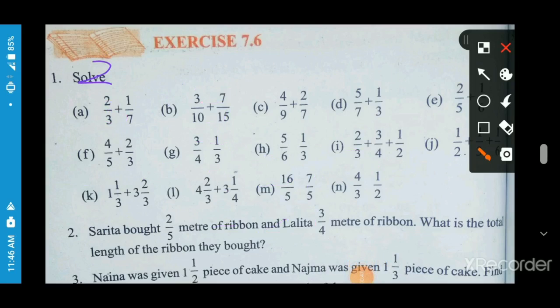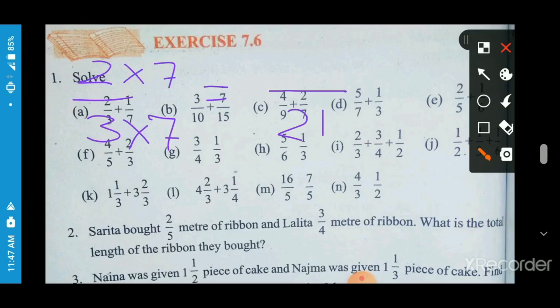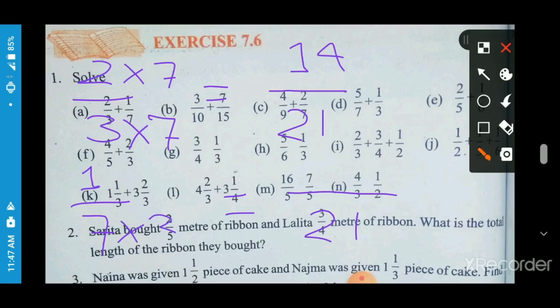Now the first fraction is 2 by 3, and in the denominator we need 21, so we multiply this 3 by 7. Similarly, we multiply the numerator by the same number 7. So 3 7s are 21 and 2 7s are 14. Our second fraction is 1 by 7. Again in the denominator we need 21, so 7 is multiplied by 3. 7 3s are 21, and 1 is also multiplied by 3, so 1 3 is 3.